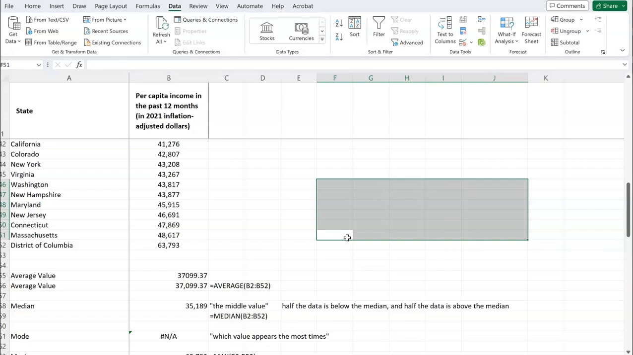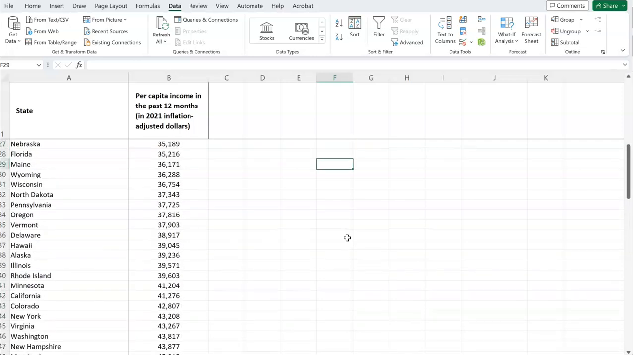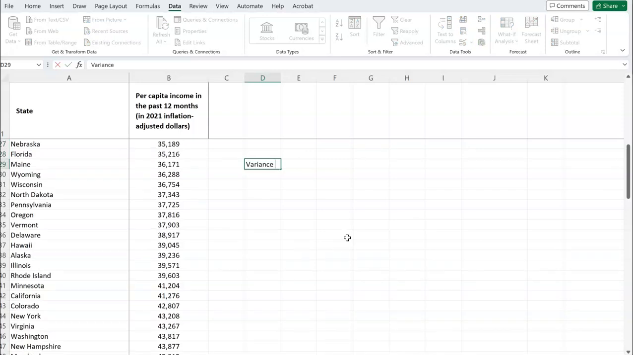So the next thing we can talk about is the variance of the data. Variance is basically, if I were to describe what variance is, it is just the spread of the data. So let me write it up here so that it would be easier to follow. Variance, it's just how much the data is spread.